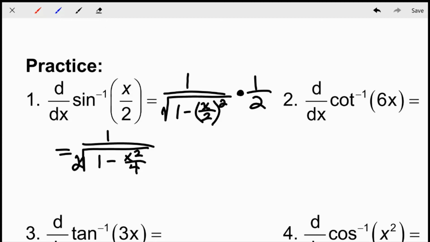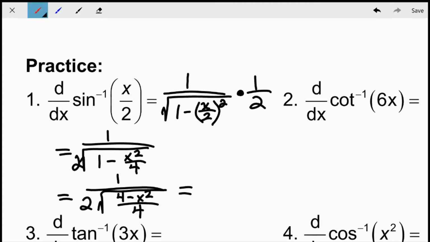Now, notice within that denominator and what's inside the square root, I could get a common denominator. And I'm going to rewrite this as 1 over 2 times the square root of, 1 is the same as 4 over 4, so 4 minus x squared all over 4. And now I can simplify this down a little bit. If I were to take this 4 out of the square root, it would give me a 2 in the denominator. So essentially I would end up with a divided by 2 when I take that out. So what happens then is this simplifies down into 1 over the square root of 4 minus x squared.